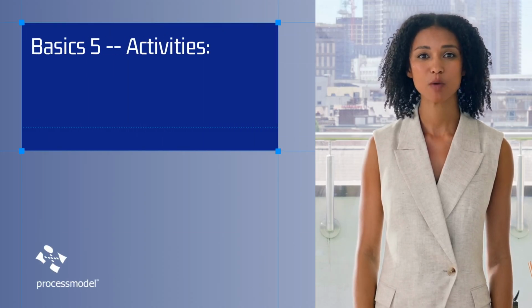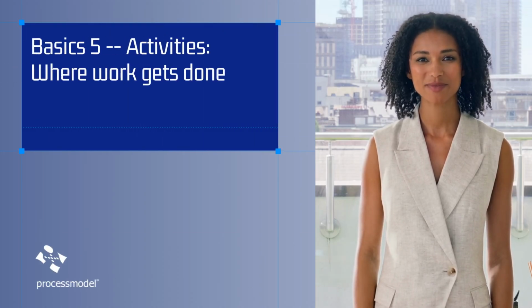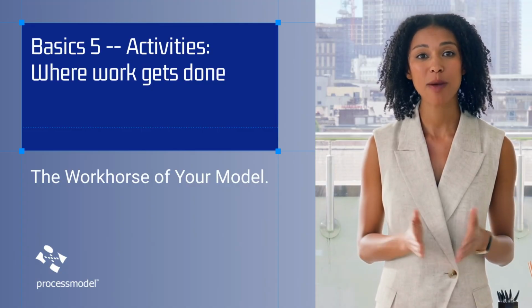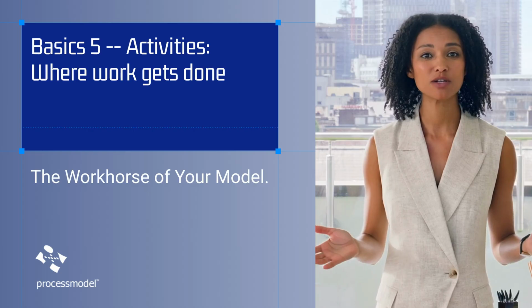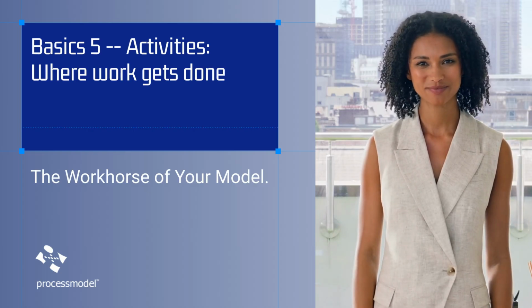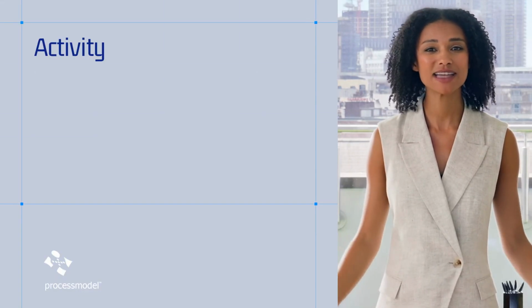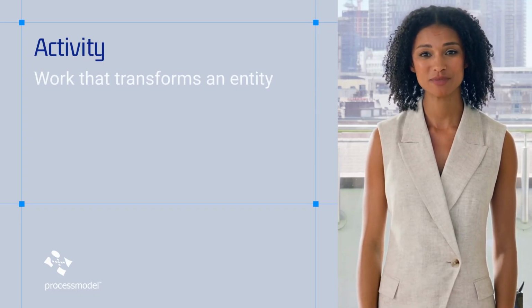Activities represent the steps where work is performed on your entities. Think of them as assembly, review, approval, packaging, checkout, or anything else that transforms the product or service. An activity is where something happens to an entity.